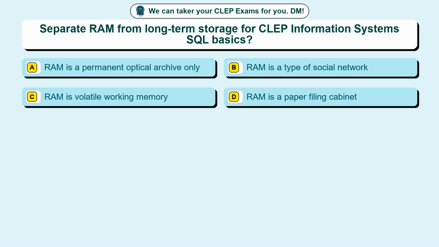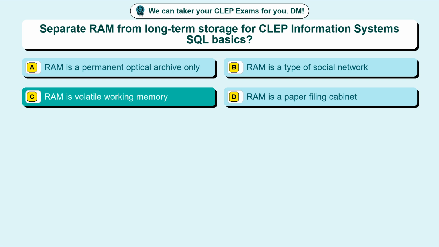Question 52. Separate RAM from long-term storage for CLEP Information Systems SQL Basics. Option A. RAM is a permanent optical archive only. Option B. RAM is a type of social network. Option C. RAM is volatile working memory. Option D. RAM is a paper filing cabinet. The correct answer is option C.